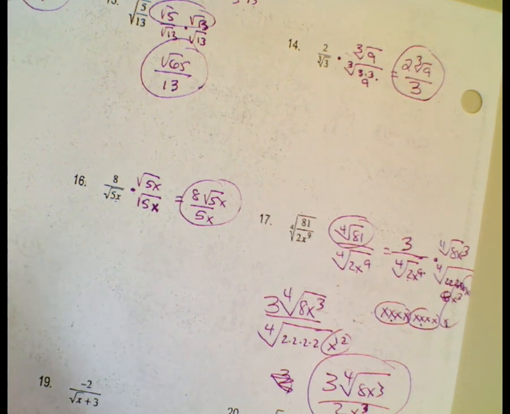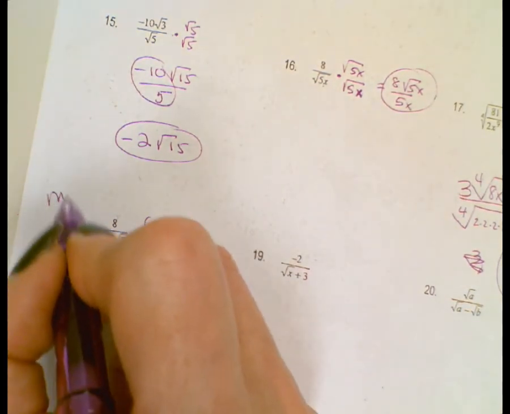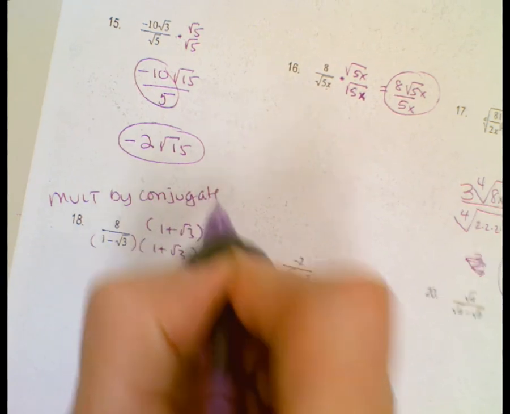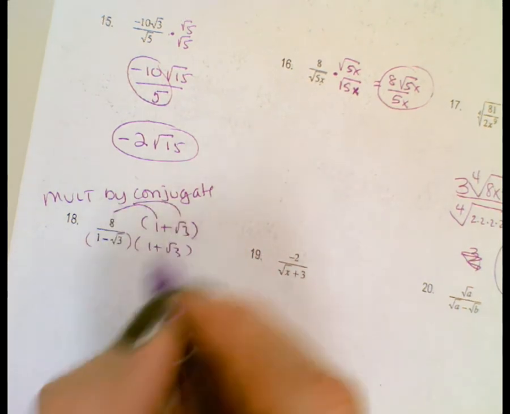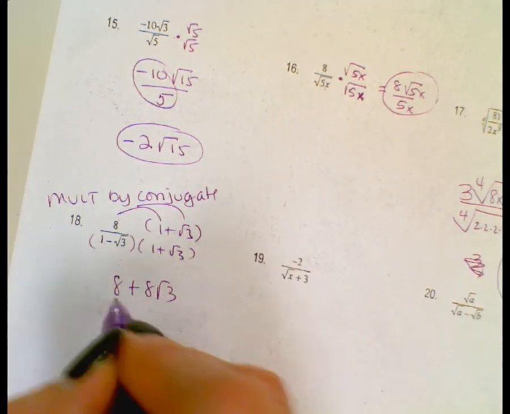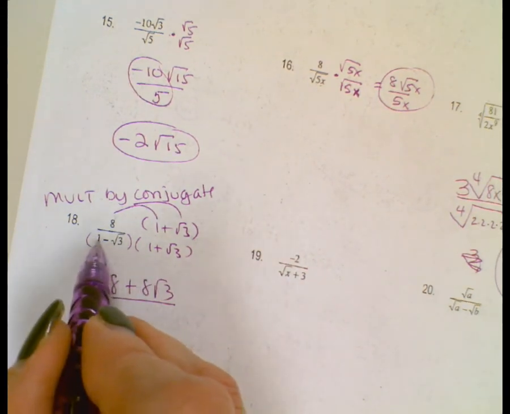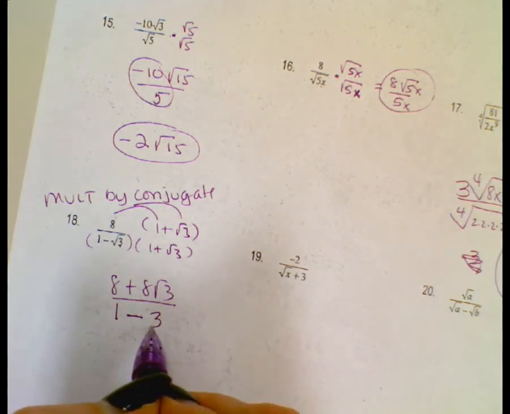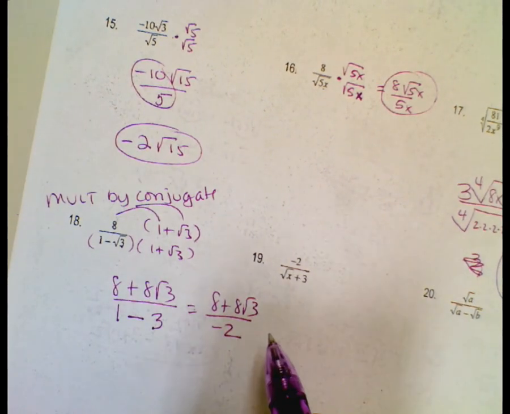To rationalize this denominator, it's 1 plus square root of 3, and 1 plus square root of 3. You multiply by the conjugate. Multiply by the conjugate to get rid of a radical that is part of a difference or a sum. So here's its conjugate. On the top, we distribute. You get 8 plus 8 square root of 3. And on the bottom, with conjugates, you only have to do first and last. So 1 times 1 is 1, minus radical 3 times radical 3 is 3. So it's 8 plus 8 square root of 3 over negative 2.